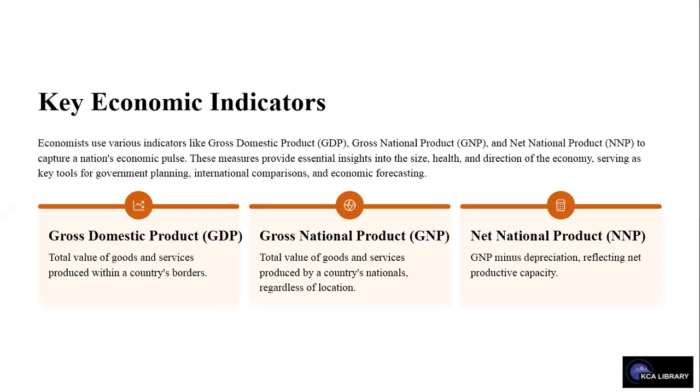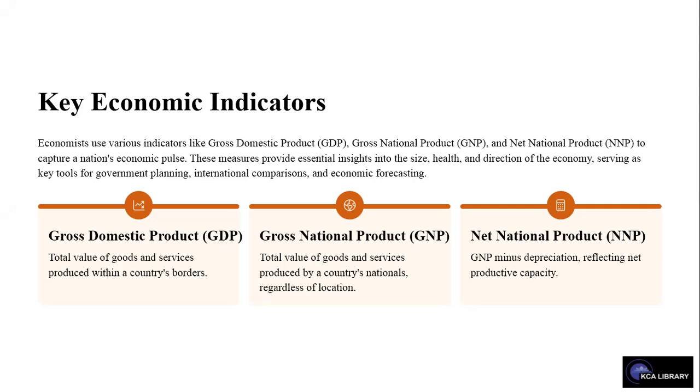When we talk about economic indicators, what are the economic indicators? Just like I said in the introduction, the indicators that are recognized by economists are the GDP, the GNP, the NNP, and more. And this captures a nation's economic pulse. This measure provides essential insights into the size, the health, and direction of the economy, and serves as a key tool for government planning, international comparison, and economic forecasting.